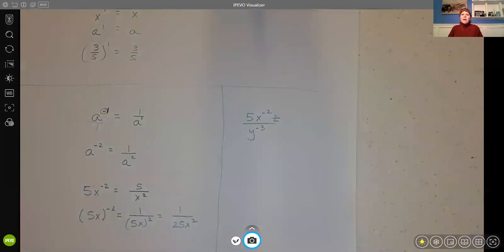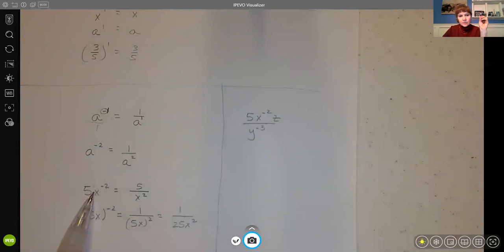Let's look at this one. 5x to the -2z over y to the -3. And the instructions would say write without negative exponents. So we're going to go through these individually. There's no parentheses like this one that we did down here. So we'll just be doing them individually.